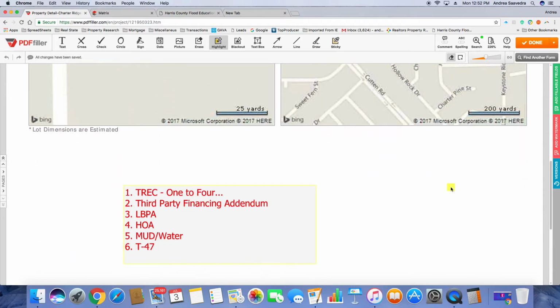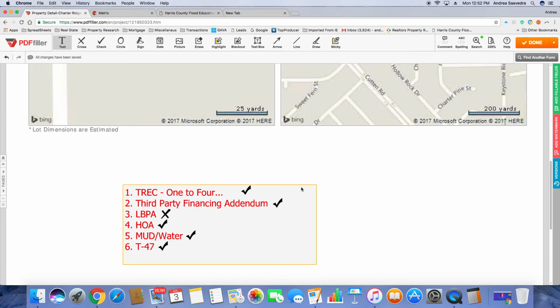Now let's go back to the bottom right here. So I already know that I need the Texas 1 to 4 contract, right? My buyer does have financing, so I need the third-party financing addendum. In this case, I definitely need this too. Do I need a lead-based paint addendum? No. Do I need an HOA? Yes. Do I need a MUD district? Yes. Do I need a T47? This one, it's possible that I need. I'm not 100% sure. And what I am sure of is that I do not need a lead-based paint.